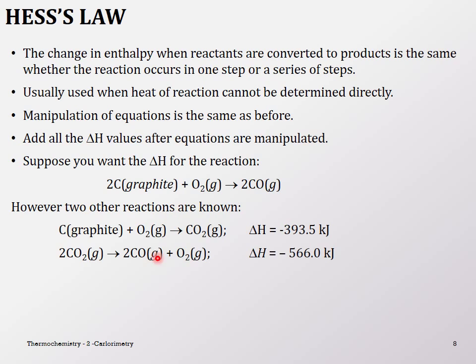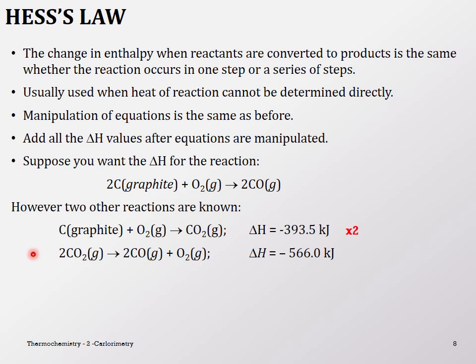So for example, you look at the first equation. Graphite here is on the left hand side, which is really what you want in your final equation also. However, in your final equation that you need, you have 2 moles of graphite, but here we have only 1 mole of graphite. So you're going to have to multiply this equation by 2 in order to get 2 graphite. But remember, when you multiply this equation by 2, you are multiplying the carbon, the oxygen, the carbon dioxide, and the delta H value by 2. Everything you're multiplying by 2.